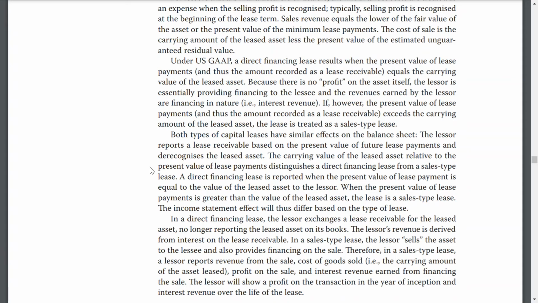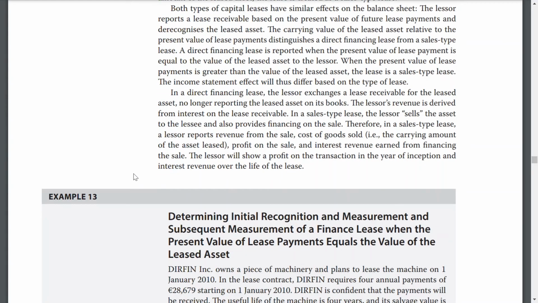The income statement effect will thus differ based on the type of lease. In a direct financing lease, the lessor exchanges a lease receivable for the leased asset, no longer reporting the leased asset on its books. The lessor's revenue is derived from interest on the lease receivable. In a sales type lease, the lessor sells an asset to the lessee and also provides financing on the sale. Therefore, in a sales type lease, a lessor reports revenue from the sale, cost of goods sold, profit on the sale, and interest revenue earned from financing the sale. The lessor will show a profit from the transaction in the year of inception and interest revenue over the life of its lease.